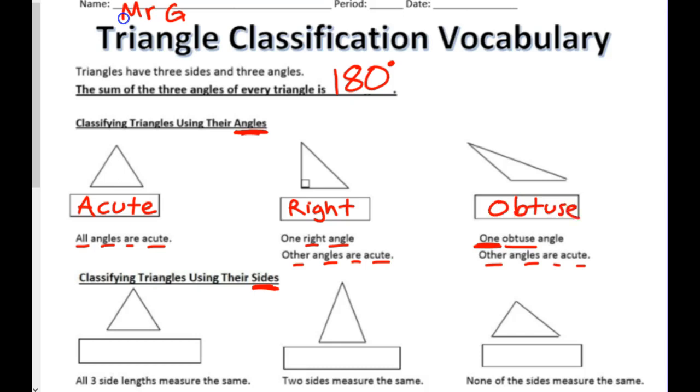So, let's recap. If you have all angles that are acute, all 3 angles are acute, that's an acute triangle. If I have just one right angle, that's a right triangle. Side note, you cannot have more than one right angle in a triangle. It will not make a triangle. And then obtuse, just one angle greater than 90. One obtuse angle. Okay? So we got these 3 classifications, classifying by their angles.